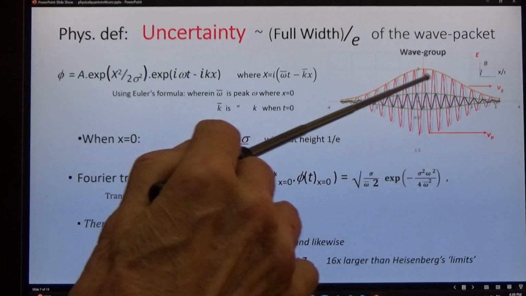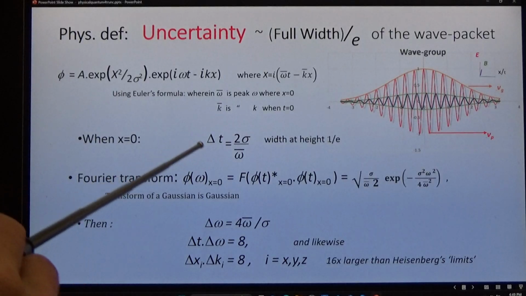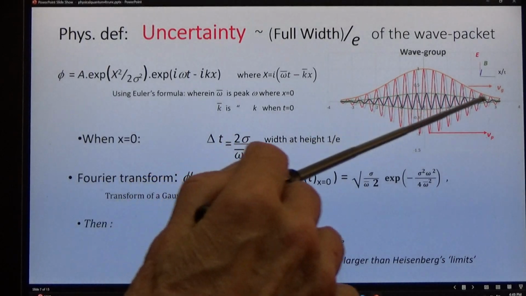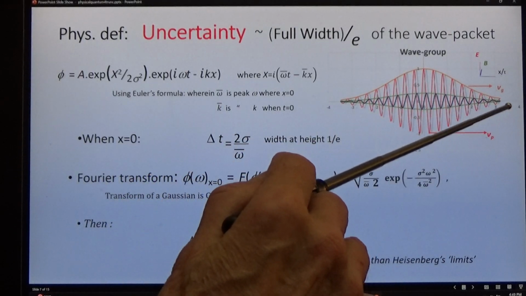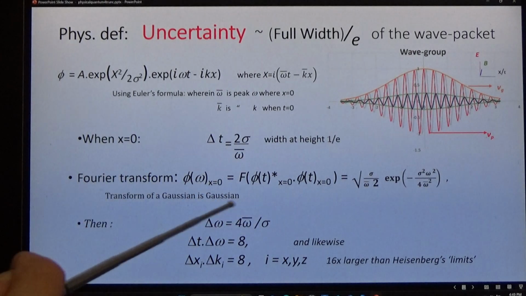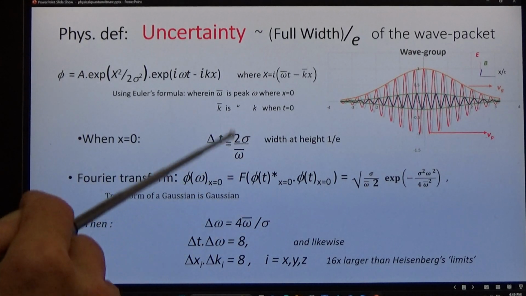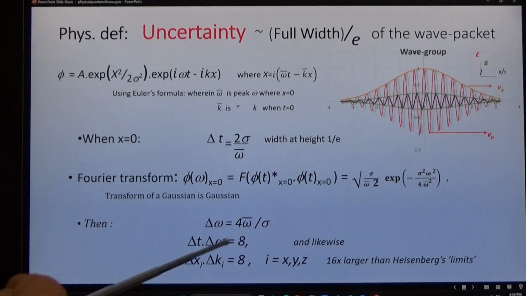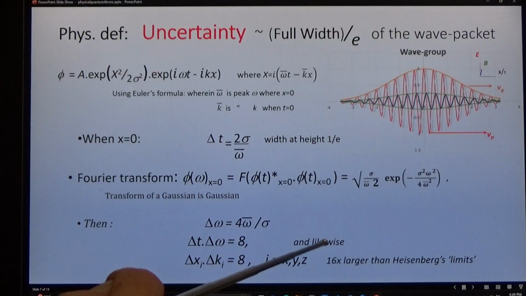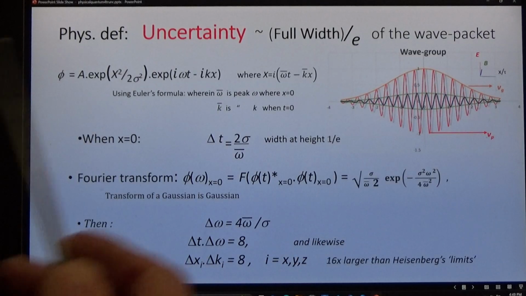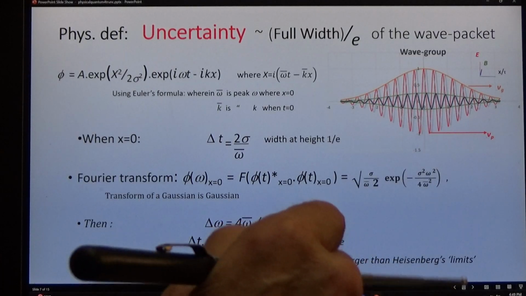And the uncertainty is the full width at half maximum when the horizontal axis is time. But if we do a Fourier transform with the uncertainty in angular frequency, it's the inverse. And the product d tau by d omega is equal to 8. This is 16 times greater than Heisenberg's uncertainty limit.